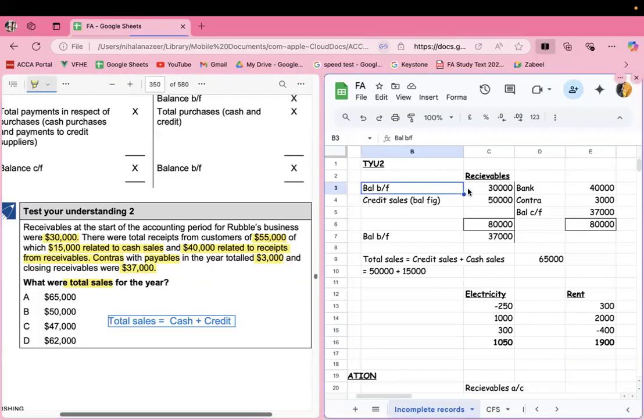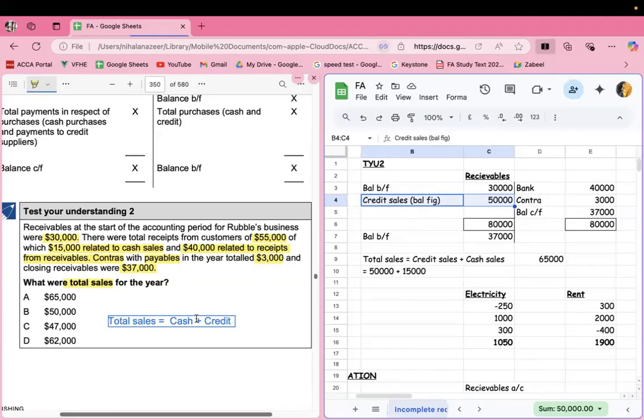When you open the account, the balance brought forward would go on the debit side, right? And credit sales as of now, you don't know. So you're going to leave it at that. For bank, you know 40,000, right? Because it's already given here. Clear? For contra also, it is given here. And the balance carried forward, that is the closing balance, is given there. You're going to total it down like any other account, and the balancing figure that you get would be the credit sales. Understood?